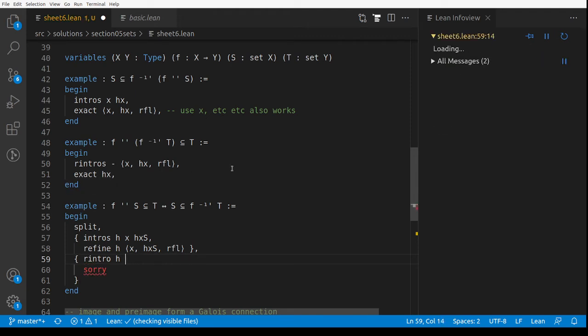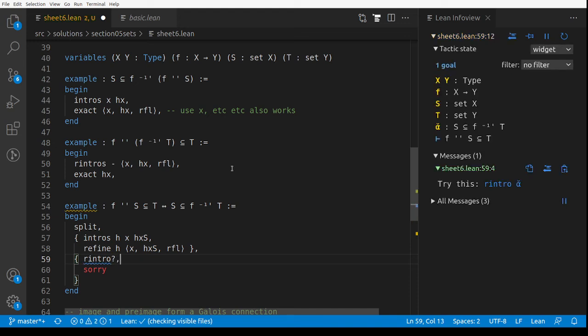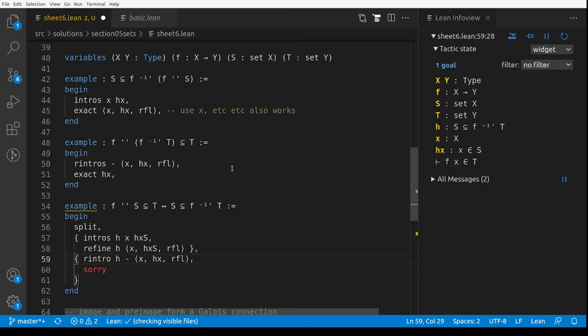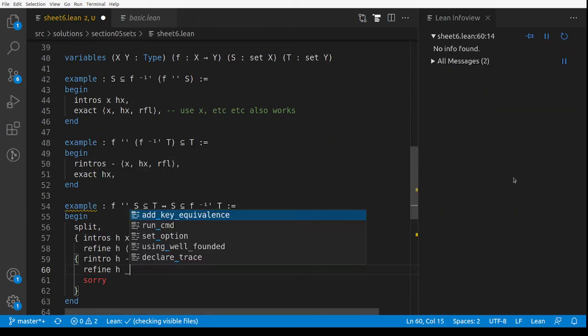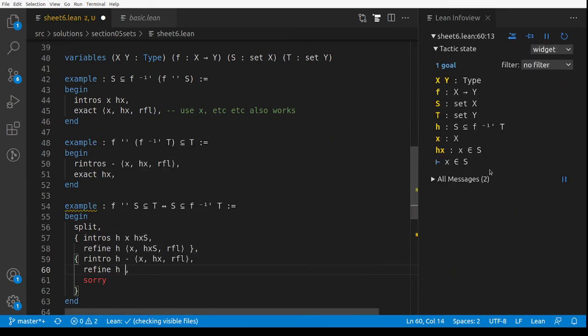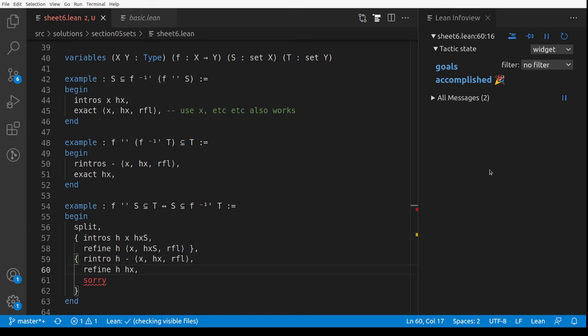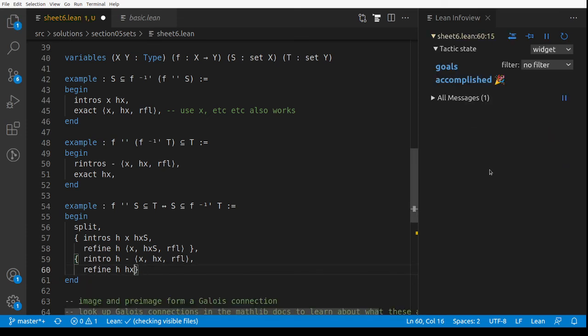Oh, do you know you can do rintro question mark, I think. Ha, that didn't help at all. Let's go back. You can do rintro question mark, but it doesn't work on this occasion. Let's press on. And now this is probably the f of x is in t. That says x is in f inverse of t, so I might be able to apply h again. Let's refine h underscore. There we go, hx. So that's the proof of that one.